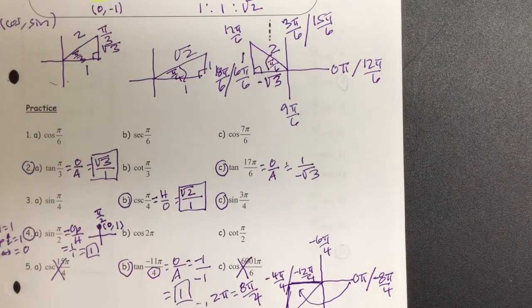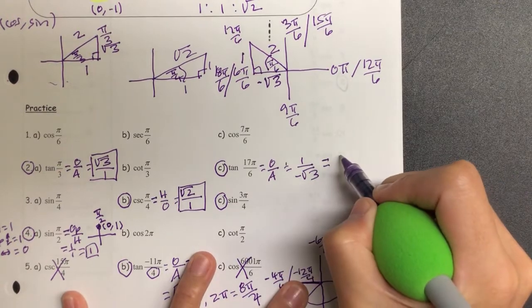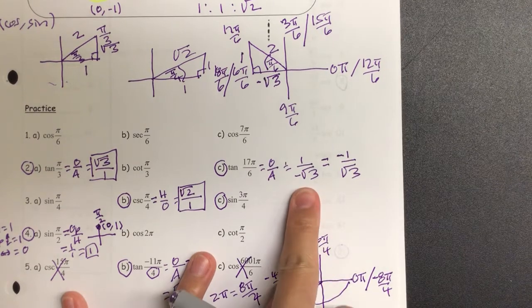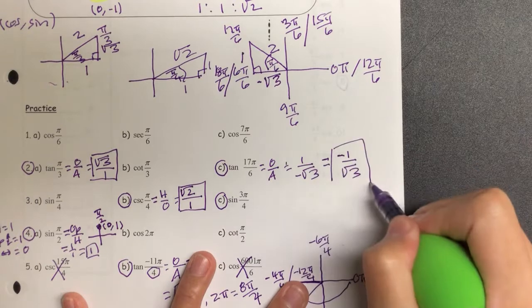Is it normal to have a negative on the bottom when you have one fraction? It's more normal to have it on top. They're both the same thing, okay? But this will be the better answer.